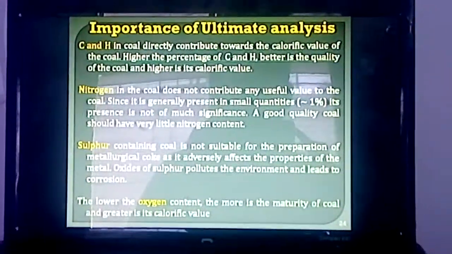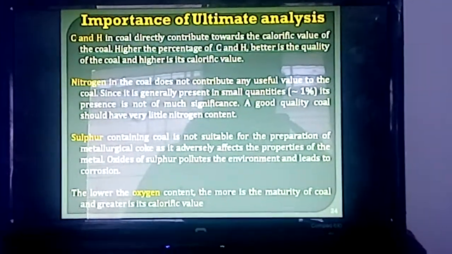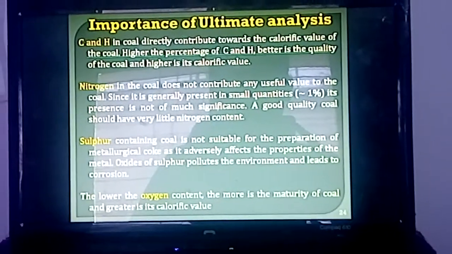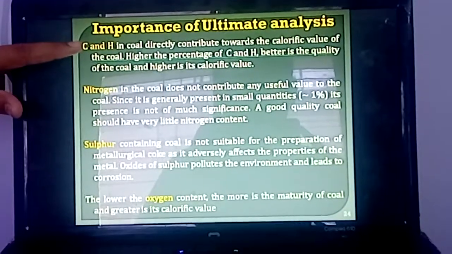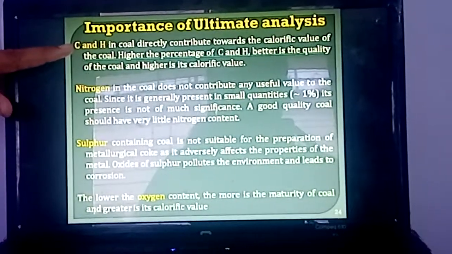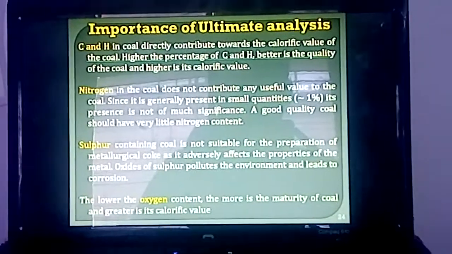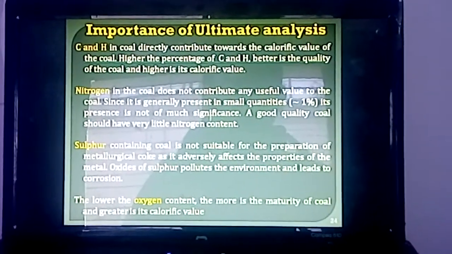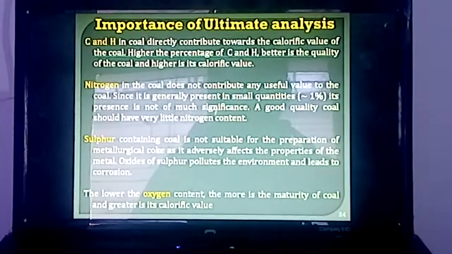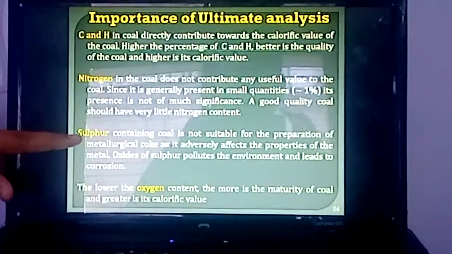Now, what is the significance of the ultimate analysis? The significance of the ultimate analysis is that the coal should have high carbon content. Why is high carbon content required? Because as the percentage of carbon increases, the calorific value goes on increasing. That's why it should have high carbon content. Second, it should have a smaller percentage of hydrogen content. Third, it should have a small quantity of nitrogen. Then a good quality coal should also contain a low amount of sulfur. Very low amount of sulfur is required.